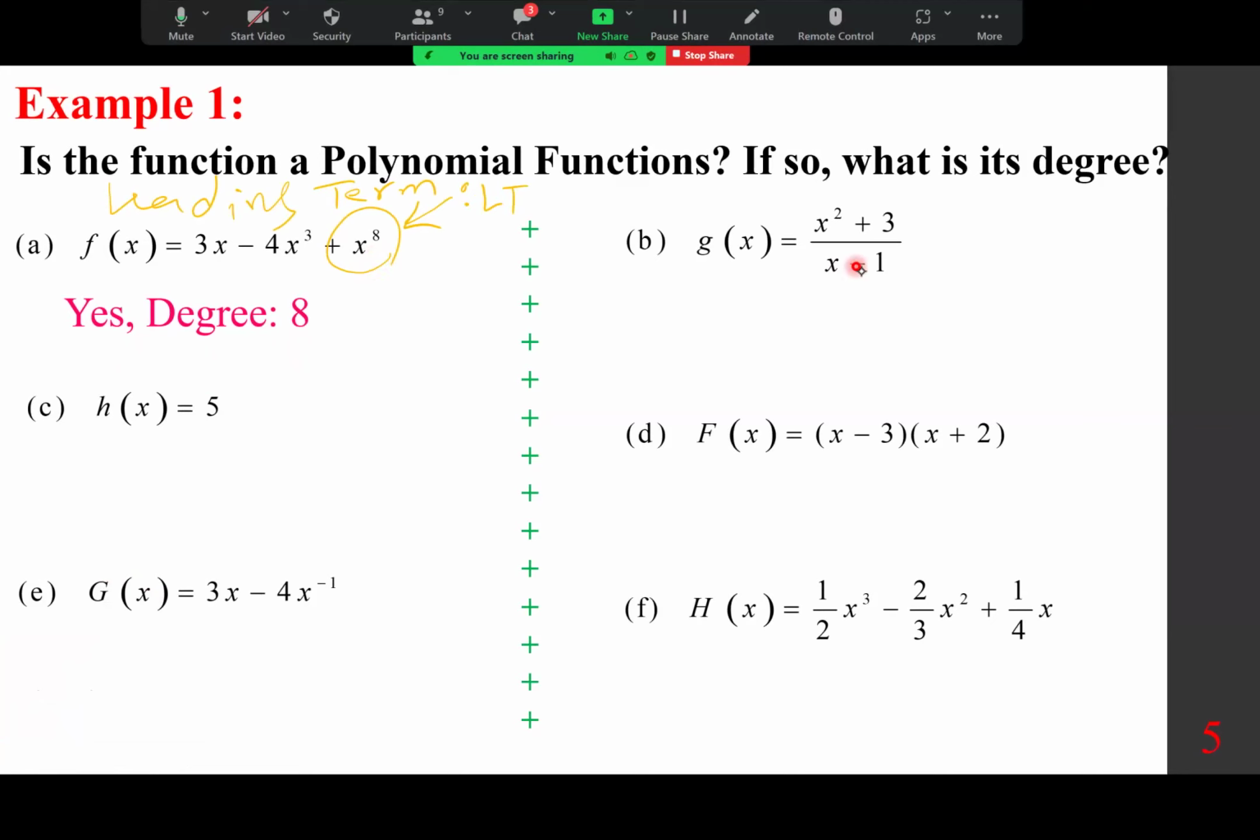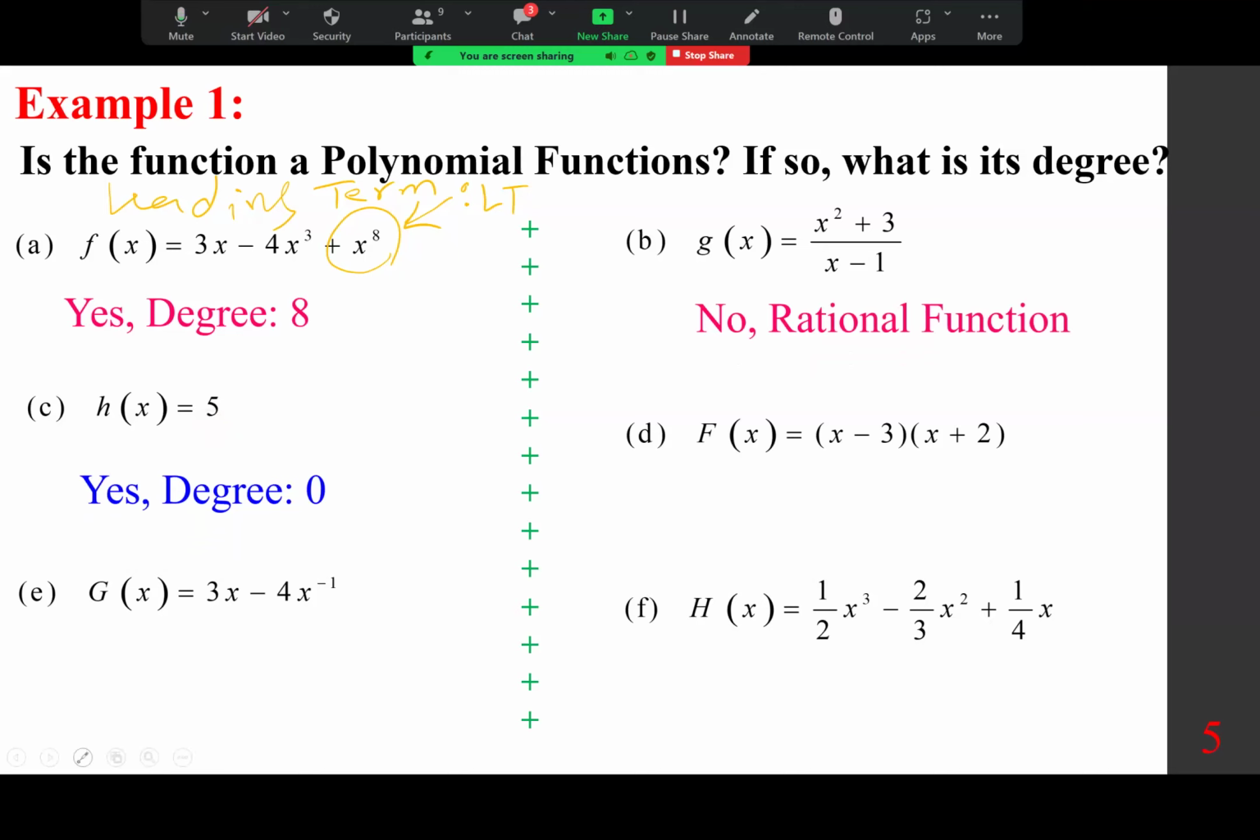This is a rational function. Remember, the format is such that the exponents are whole numbers and you can't be dividing by anything. This one, yes, the degree is 0 because it's a linear function which is a horizontal line.